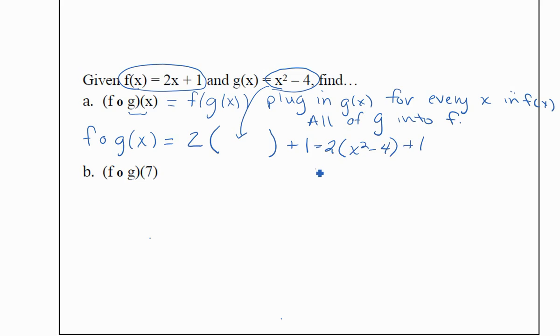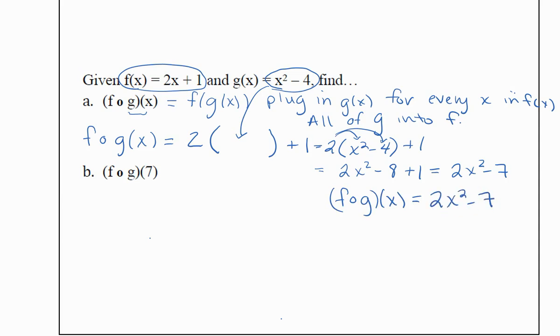Now, we do want to simplify this if we can. We're not going to solve or anything. It's going to have x in it. But let's see how we could simplify. The first thing we could do is distribute this 2 to the x squared and the 4. So we'd have 2x squared plus 8 plus 1. And then our last step, we can combine like terms, 2x squared plus 9. So here what we're saying is that f composed with g of x, this is a function, and it's equal to 2x squared plus 9.